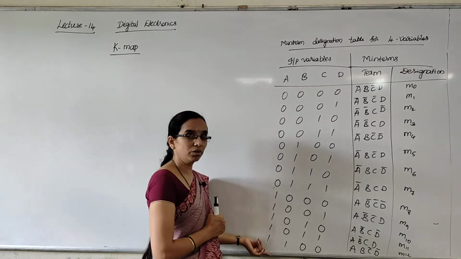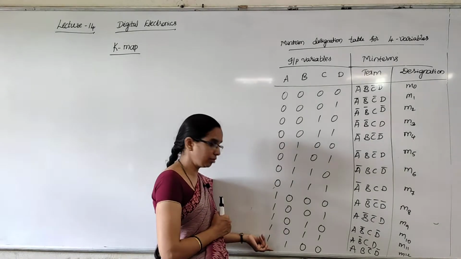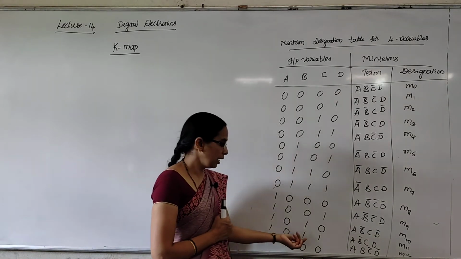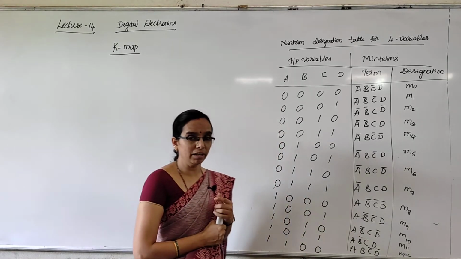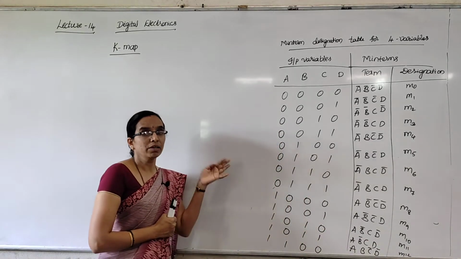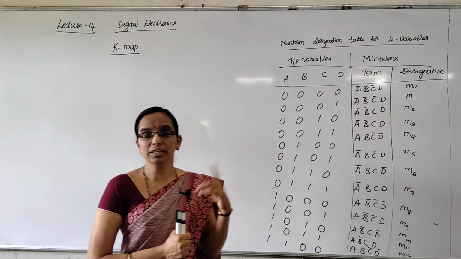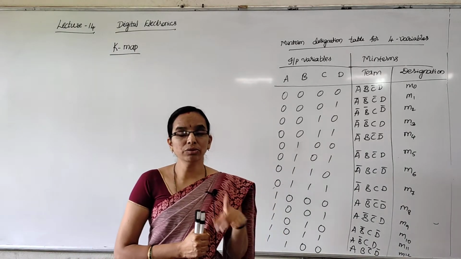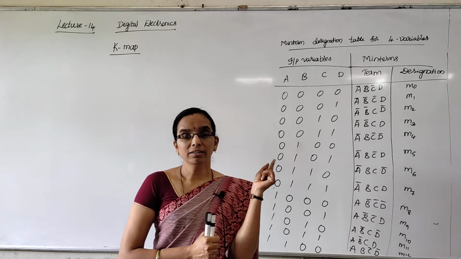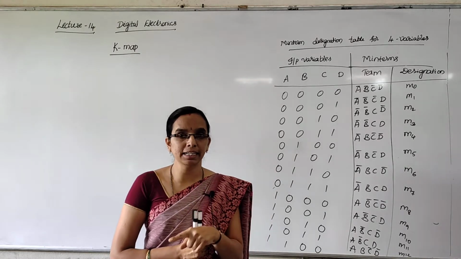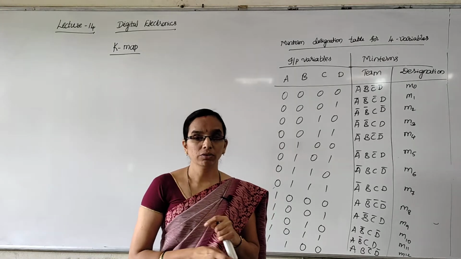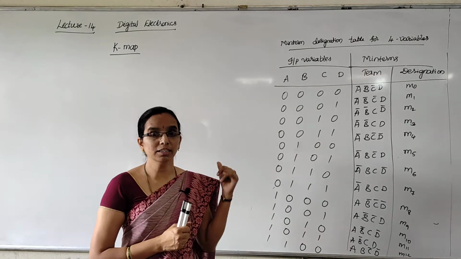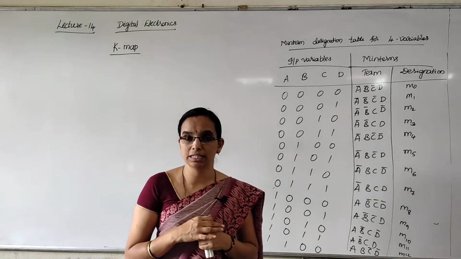Here space was not available, so I have written up to 12. 1, 1, 0, 0 is A, B, C bar, D bar, and the corresponding designation is M12. In the same way, 1, 1, 0, 1 is 13, M13, 1, 1, 1, 0 is M14, and 1, 1, 1, 1 is A, B, C, D, and the designation will be M15. Okay, that we will be representing in the K-map. Yesterday we have seen that.